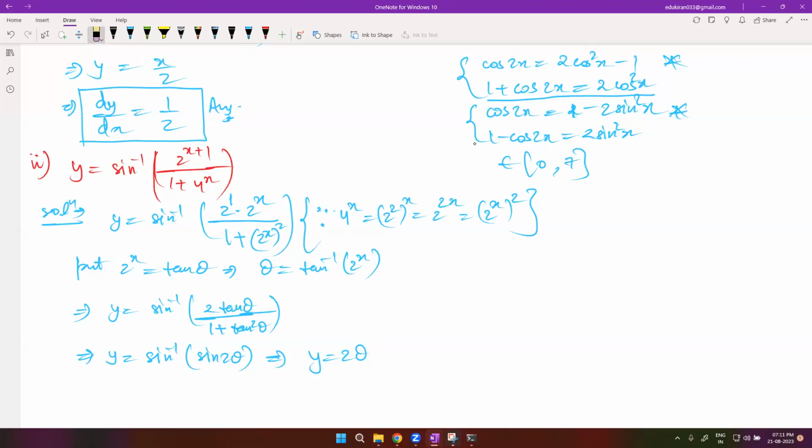CBSE doesn't ask us so many things, yaar. So this is y is equals to 2 theta. Now you know what is theta. Sir. Theta. Yes, Shabbos. JEE will come. Yes, JEE definitely asks. JEE will change the questions on this. Yes.